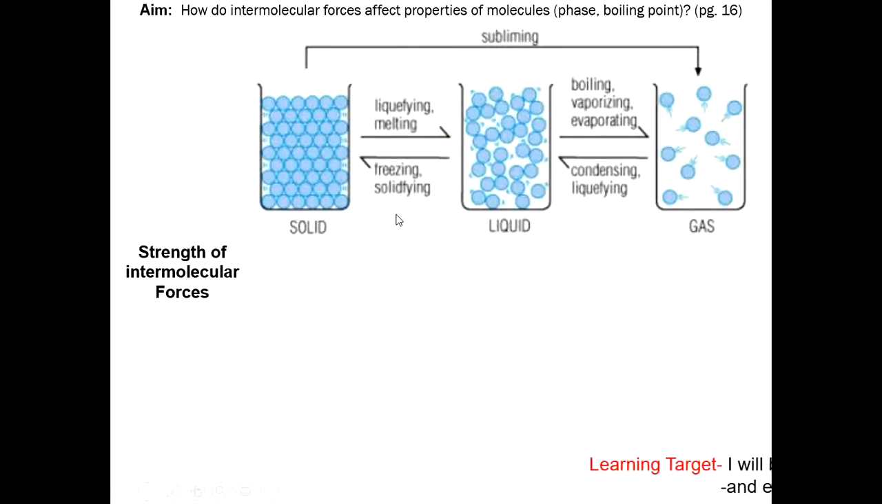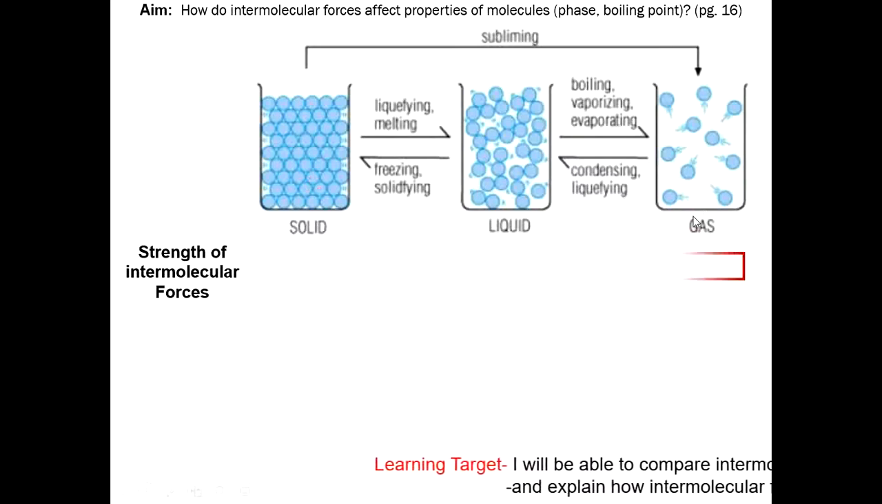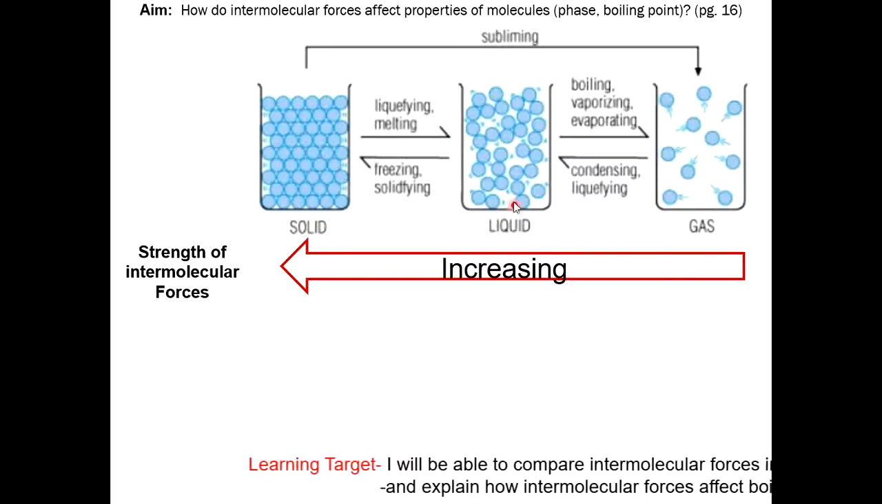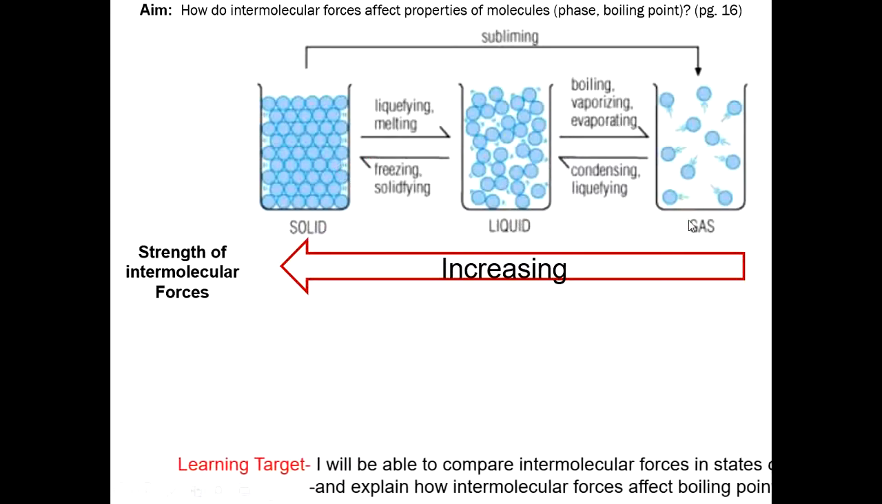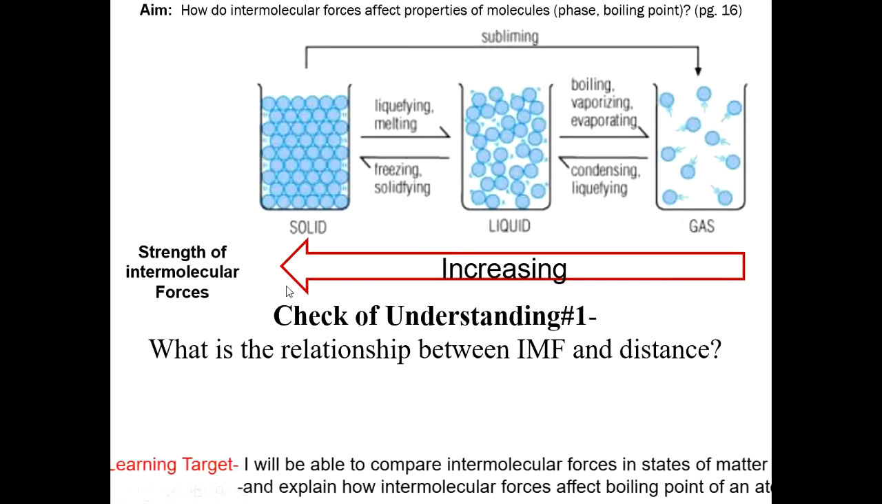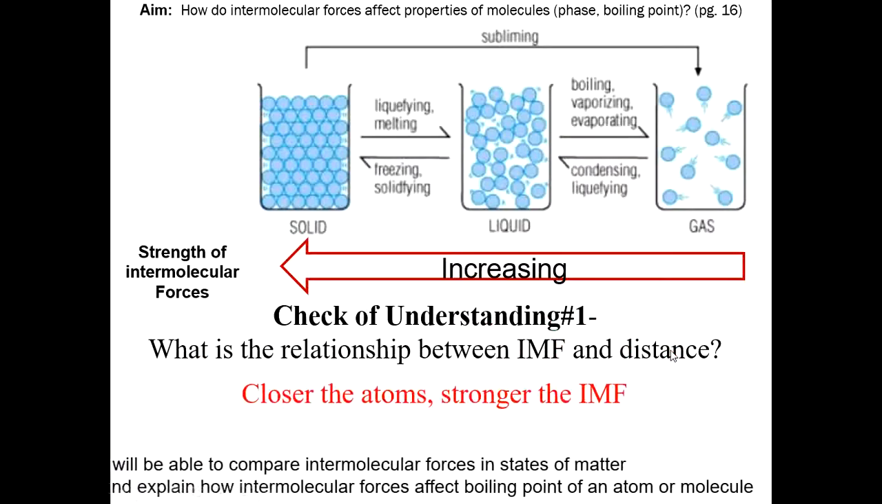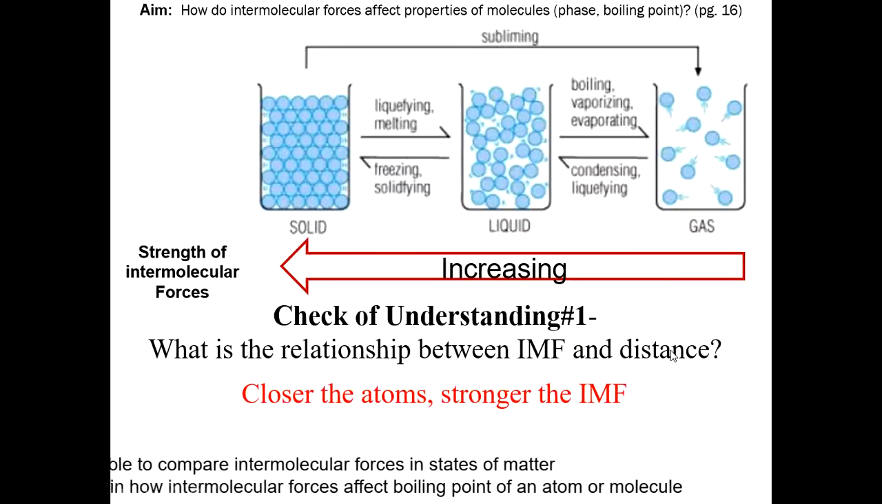If you recall from Unit 1, you should know that solid has the strongest attractive forces, then liquid, then gas. So why is that? If you look at the diagram, in the solid state, the atoms are much closer together than the liquid and the gas. So, key understanding number 1: what is the relationship between intramolecular forces and distance? The closer the atoms, the stronger the intramolecular force.